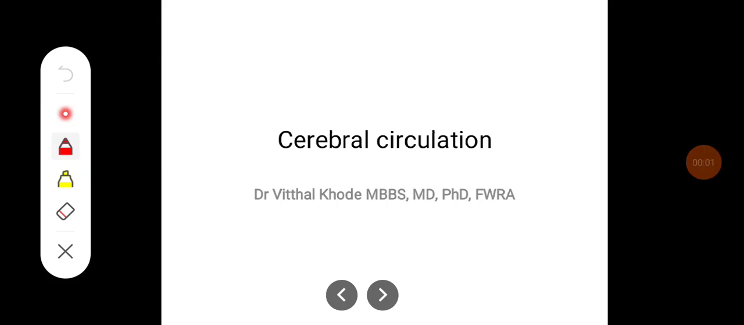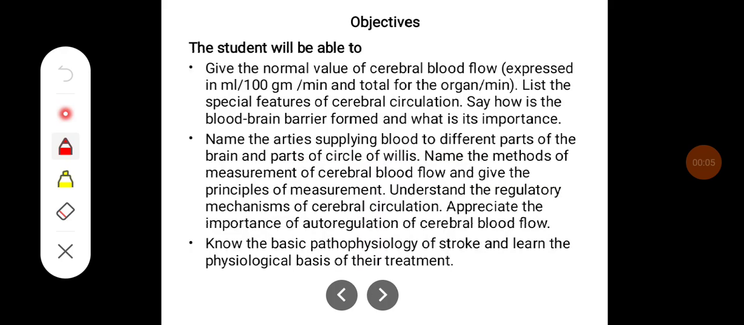Hello everyone. In this class, we learn about cerebral circulation. The objectives of this class would be to give normal value of cerebral blood flow, which is expressed in ml per 100 gram per minute and total for organ per minute. List the special features of cerebral circulation and say how the blood-brain barrier is formed and what is its importance.